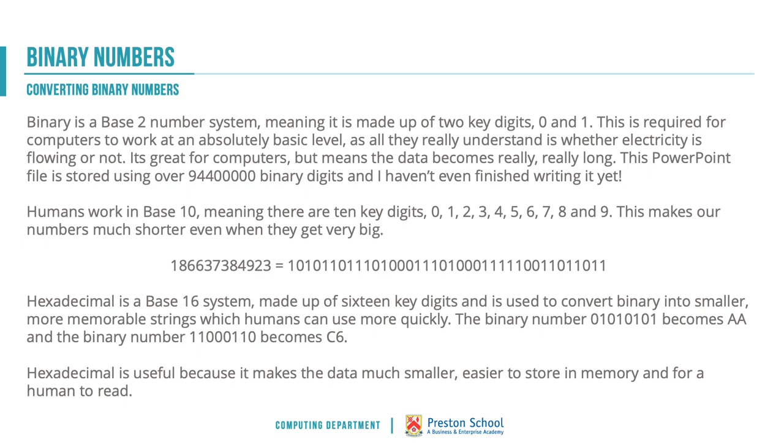Hexadecimal is a base 16 system. That means it's made up of 16 digits: 0, 1, 2, 3, 4, 5, 6, 7, 8, 9, A, B, C, D, E, F.